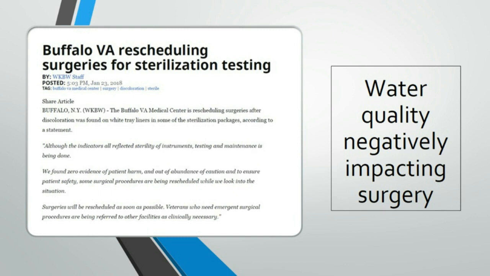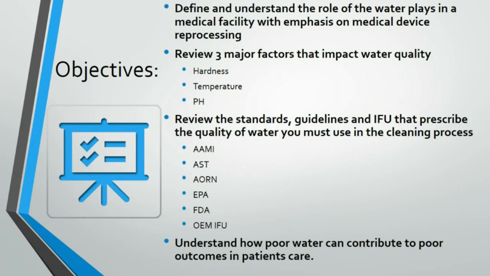So our objectives today: we're going to define and understand the role that water plays in the medical facility with an emphasis on device reprocessing. We're going to review the 3 major factors that impact water quality, which are hardness, temperature, and pH. We're going to review the standards, guidelines, and instructions for use that prescribe the quality of water that we must use. And there are several places we're going to get that information from: AAMI, AST, AORN, and of course, device manufacturers have something to say about water quality as well. Understand how poor water quality can contribute to poor outcomes in patient care.